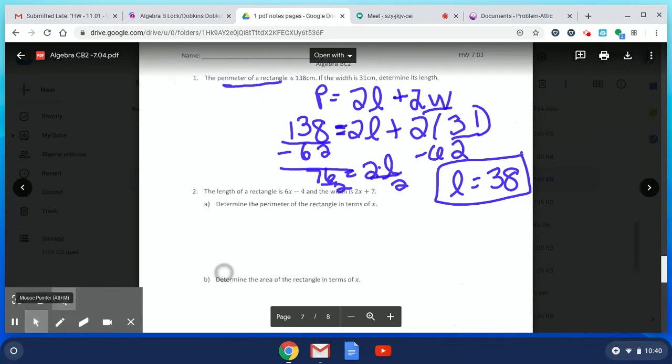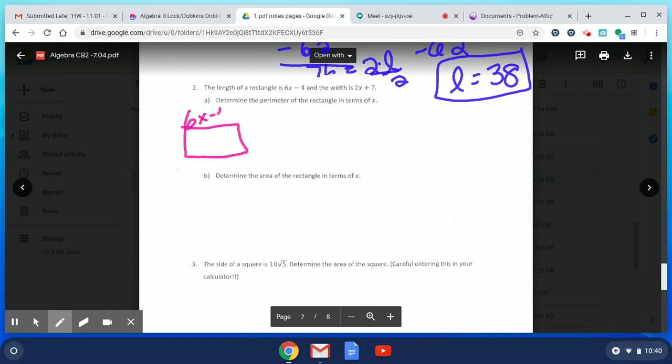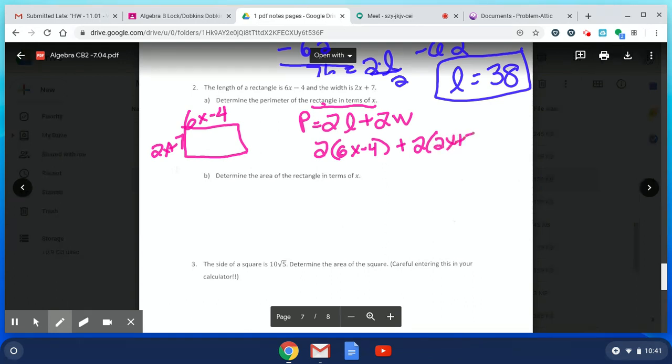Moving down to number 2. The length of a rectangle is 6x minus 4, and the width is 2x plus 7. So we like to draw a picture for those. Determine the perimeter of the rectangle in terms of x. So again, the perimeter formula is the same as above, 2L plus 2W. So we're going to put in parentheses as we make those substitutions. So the length is the 6x minus 4, and the width is 2 times the 2x plus 7.